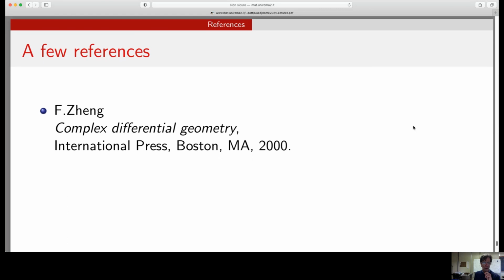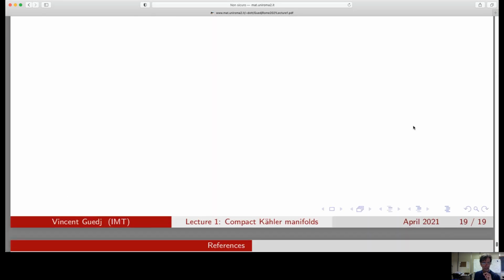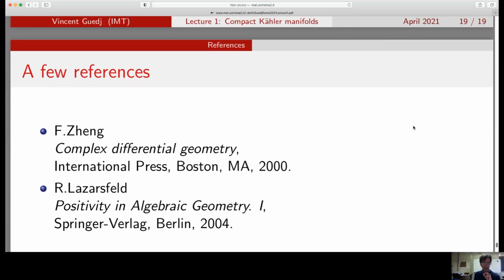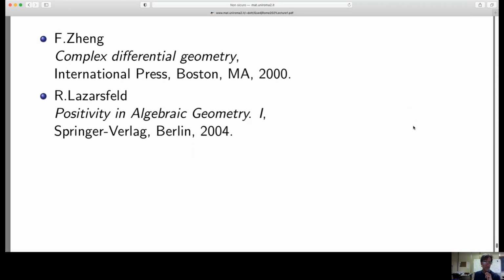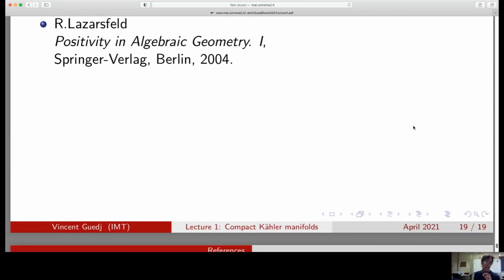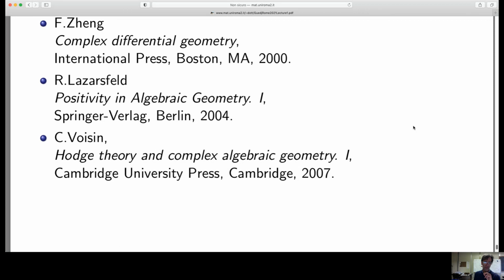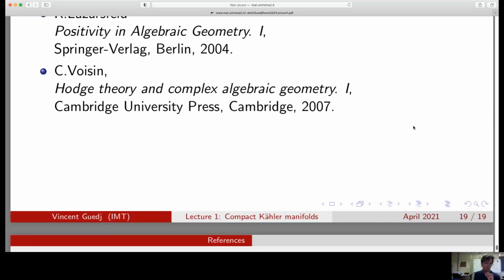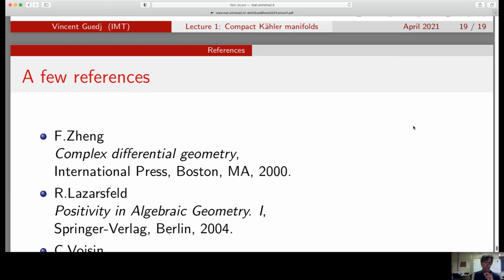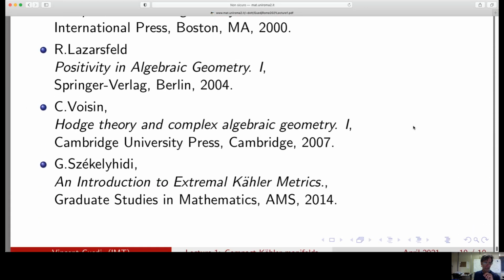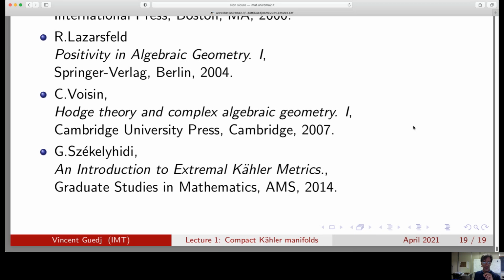References: Zhang, Complex Differential Geometry, International Press of Boston, year 2000. Lazarsfeld is a more algebraic geometry book, Positivity in Algebraic Geometry 1. Voisin, Hodge Theory and Complex Algebraic Geometry 1. Székelyhidi, An Introduction to Extremal Kahler Metrics, or a slightly older one, but always very interesting. Gang Tian also has a book on extremal Kahler metrics.